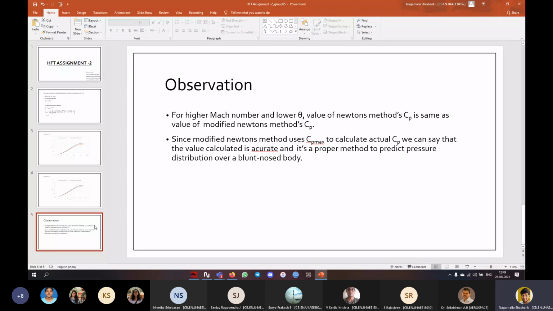The observation from both graphs was that for lower theta and higher Mach numbers, the value of CP is the same in both the methods. We also infer that modified Newton's method is more accurate than straight Newton's method, because it has the relation between gamma and the Mach number of the flow.